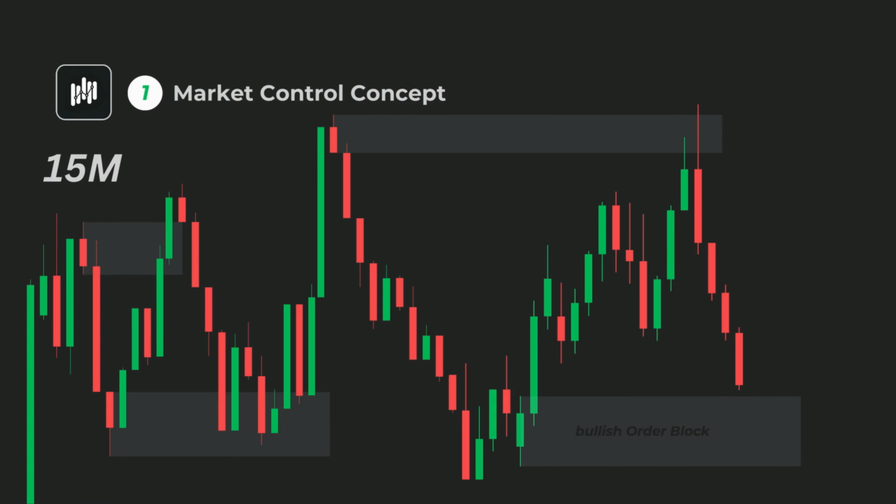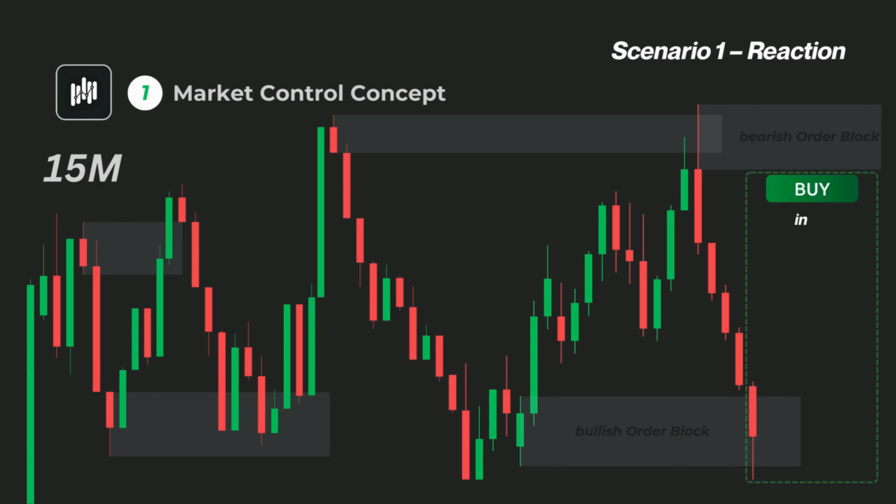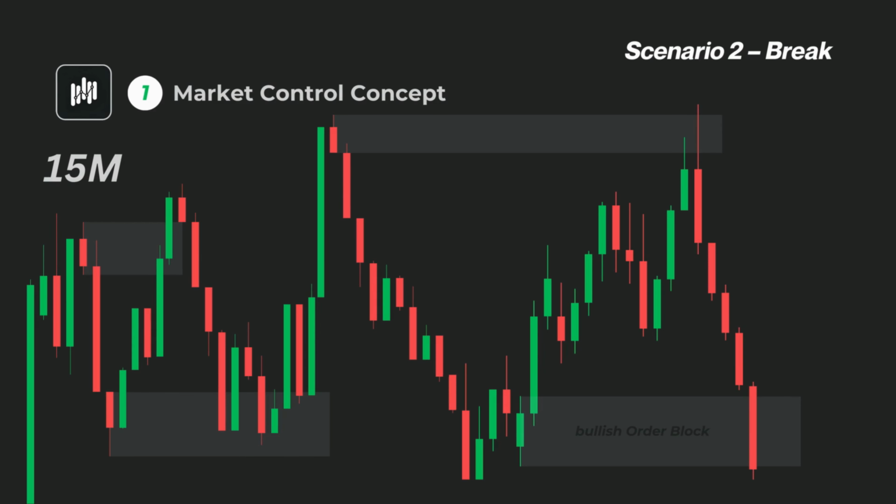If price approaches a bullish order block. Scenario 1. Reaction. If price reacts to the order block and does not close beyond it, control is considered to be with the buyers. Buyers remain in control until price reaches a bearish order block. In this room, we are only allowed to take buy trades. Scenario 2. Break. If price closes even 0.1 pip beyond the order block, control shifts to the sellers. Sellers remain in control until price reaches a bullish order block. In this room, we are only allowed to take sell trades.